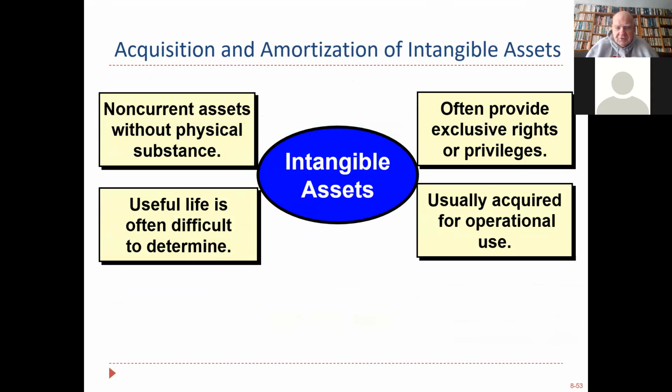Acquisition and amortization of intangible assets, huh? These are non-current assets and no physical substance, okay? And the useful life can be difficult to determine. And if you can't determine it, if you just don't know, you can't amortize it. So that makes things easy in that respect. But what is it? What is an intangible asset? It provides exclusive rights or privileges, and usually acquired for operational use, okay?